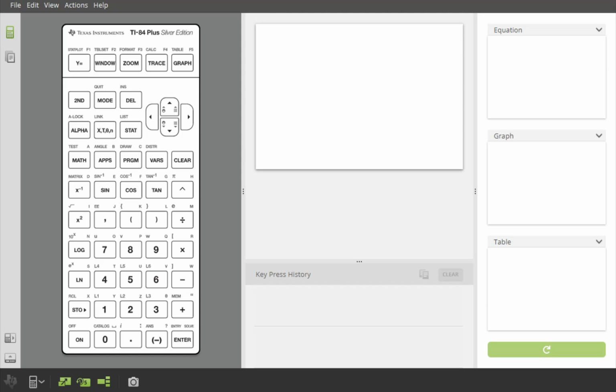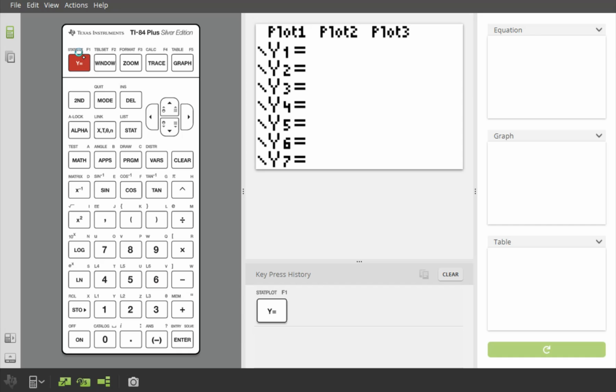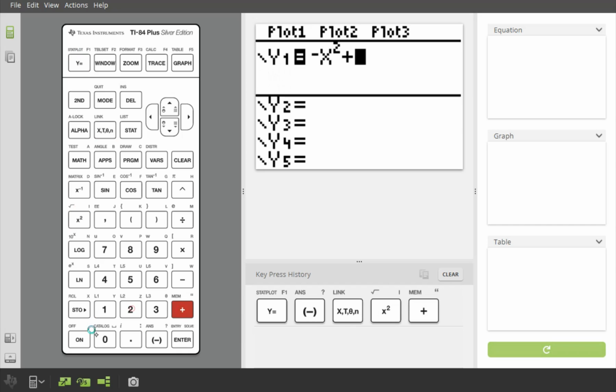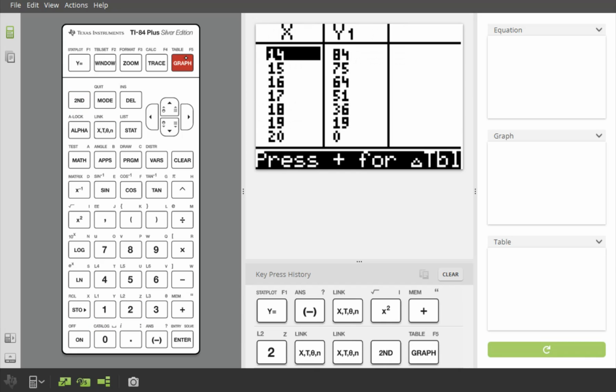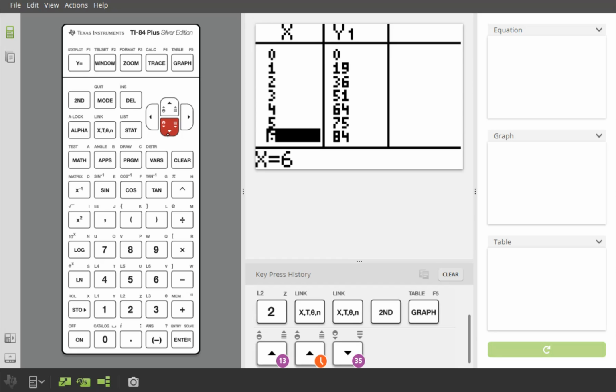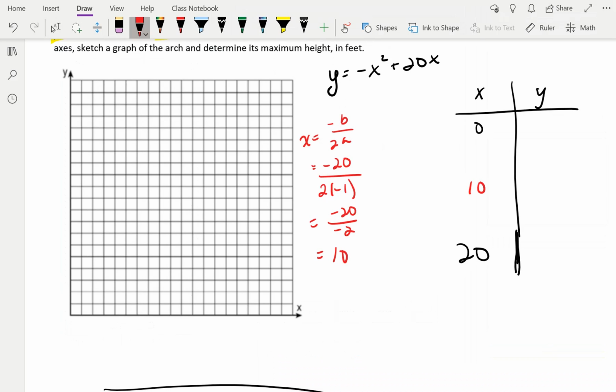So if I look at my calculator, in y equals, I will type in negative x squared plus 20x, and I'll look at the table by hitting second graph, which will bring up my table. Looking at the table, we can see that it starts at 0, 0, and then it hits another multiple of 5 at 5, 75. What we're going to do here is copy down our points at 0, 5, 10, 15, and 20. That should give us enough information about our parabola.